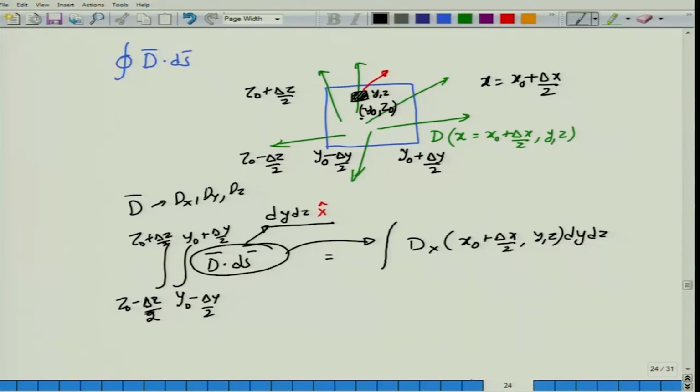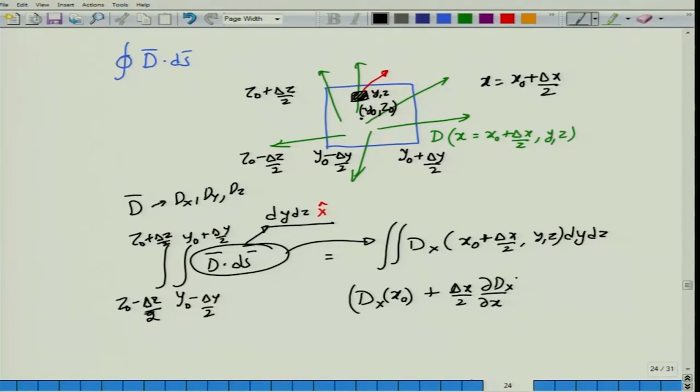I also know how to do this one, right? If I consider Dx as a Taylor series expansion, then I can write this as Dx at x naught plus some delta x by 2, which is the small displacement from x naught that you are looking at, and then there is a partial derivative, del Dx by del x.